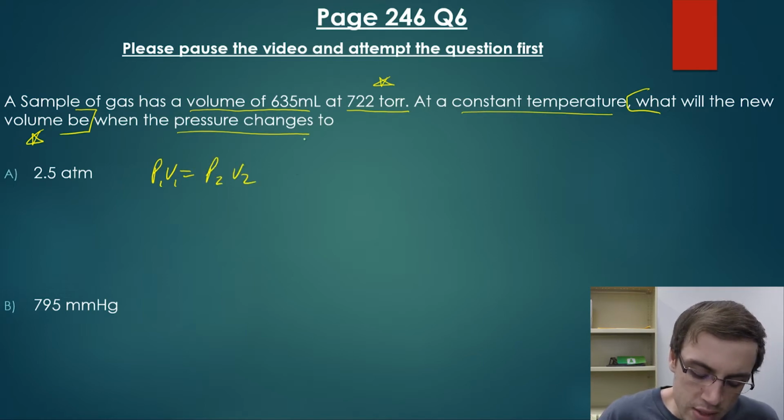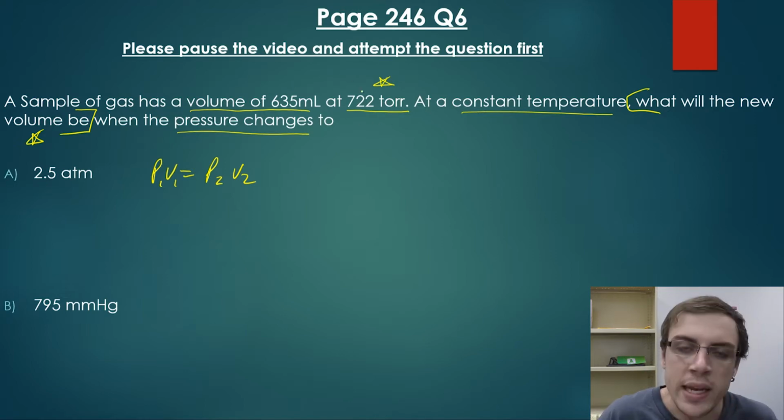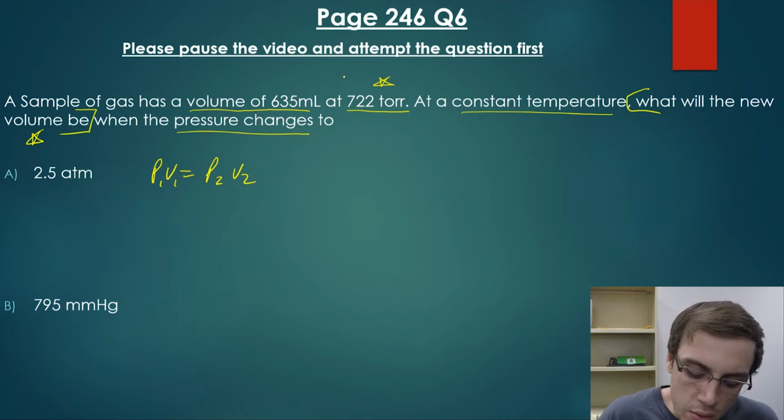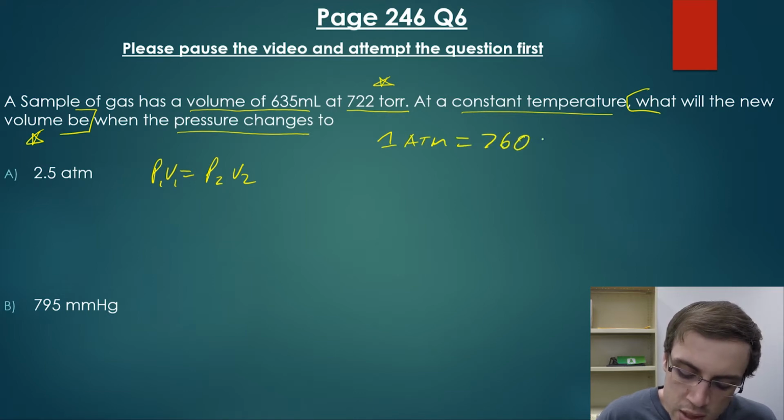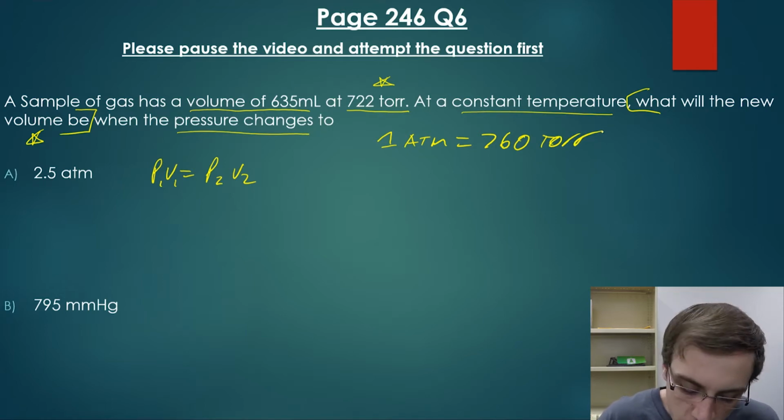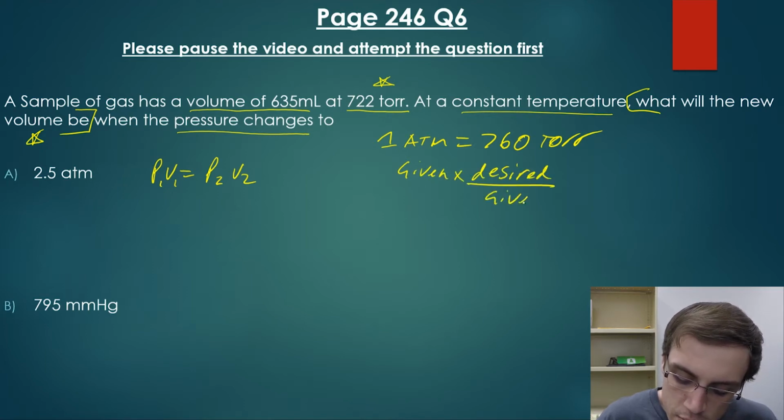The first thing we need to do here is look at our torr. We need to convert it. We should have memorized that 1 atmosphere is equal to 760 torr. Now this is where we use our conversions. We go given times desired over given is equal to desired.